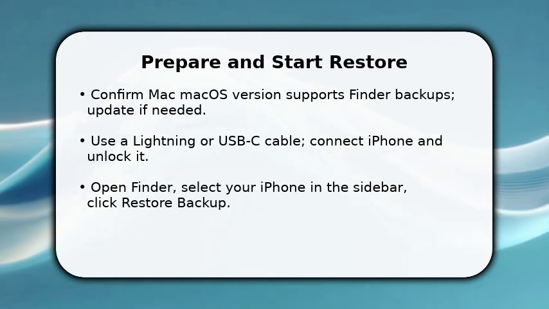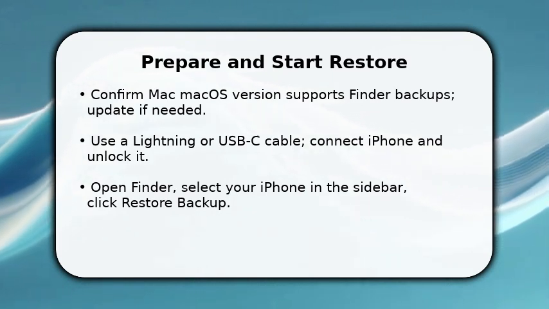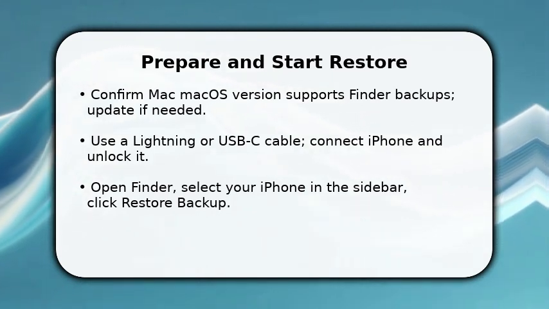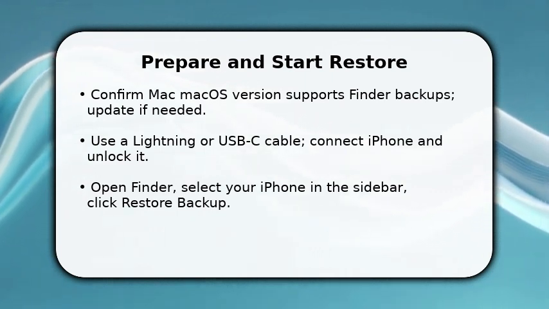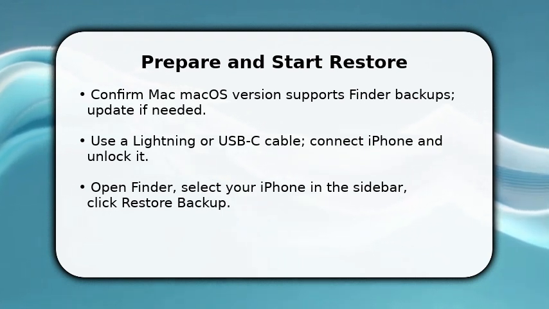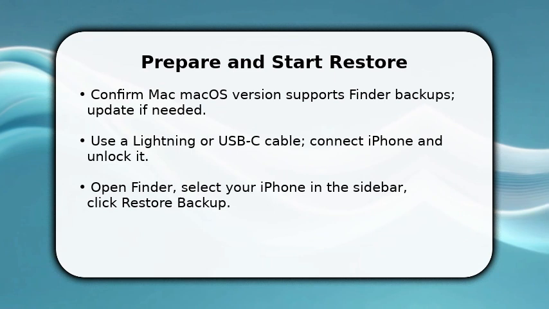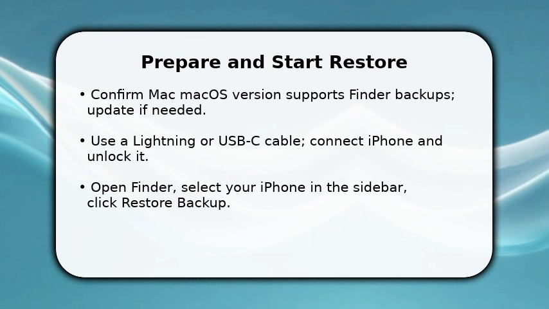You begin by connecting the iPhone to your Mac with a reliable cable and unlocking the device. This authorizes the restore. Once connected, open Finder and select your iPhone from the sidebar because Finder manages backups on modern macOS. Make sure the Mac is on a stable power source and Wi-Fi is active. This prevents interruptions. Then click Restore Backup and choose the backup file.